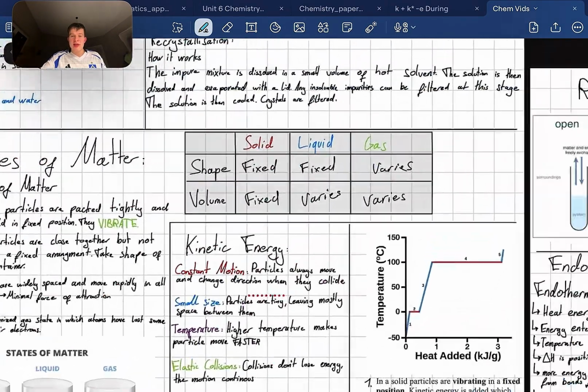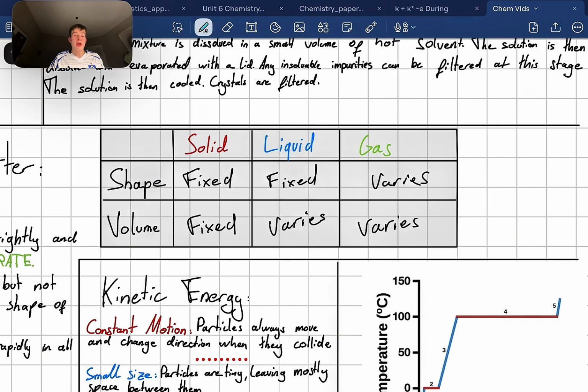And the shape and volume are also different for each. For example, a solid has a fixed shape, due to being tightly packed and arranged, and its volume is also fixed. On the other hand, a liquid has no fixed shape, and the volume varies according to the container. And for gas, as it can move openly and rapidly in all directions, both the shape and the volume vary. But this also supports the kinetic theory.